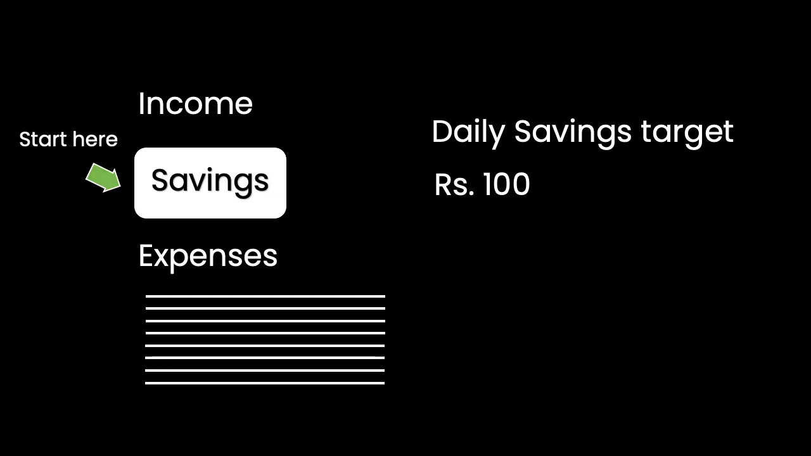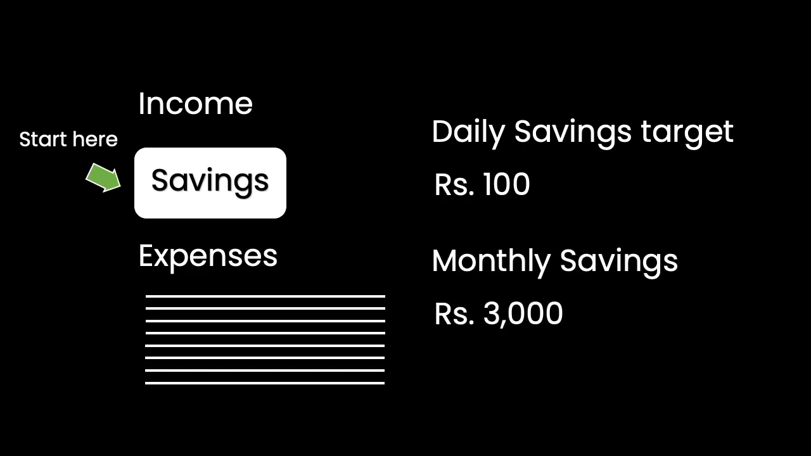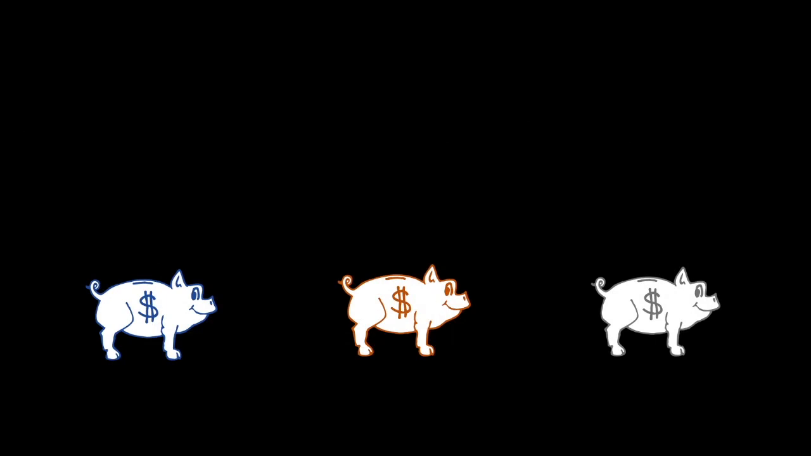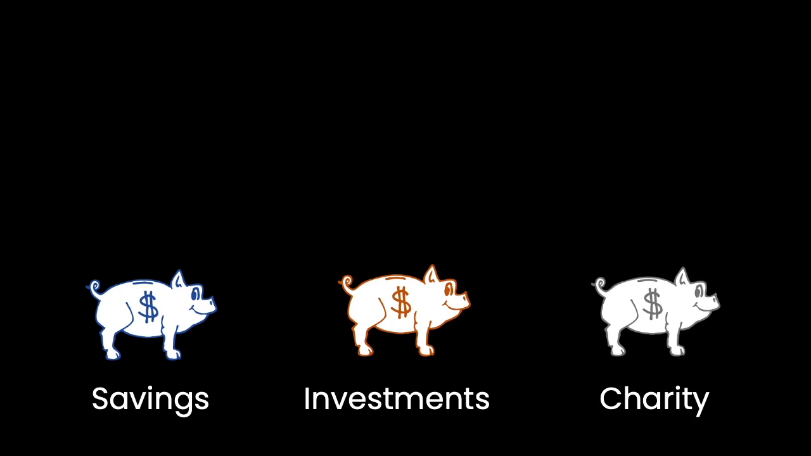So let's say you decide to have 1 less coffee every day and save that ₹100. Now that amounts to ₹3,000 every month. Now your task is to divide this 3,000 into the 3 piggy banks, 1,000 for each piggy bank. This means that you will put ₹1,000 in the piggy bank for savings, 1,000 in the piggy bank for investments, and 1,000 in the piggy bank for charity. These are the 3 piggy banks that you will have: savings, investments, and charity.